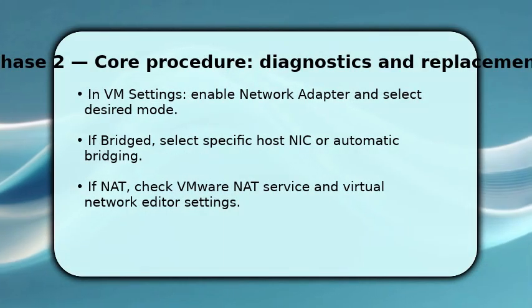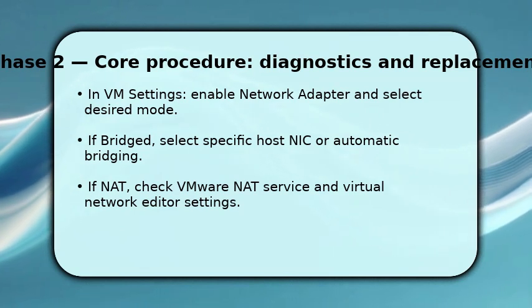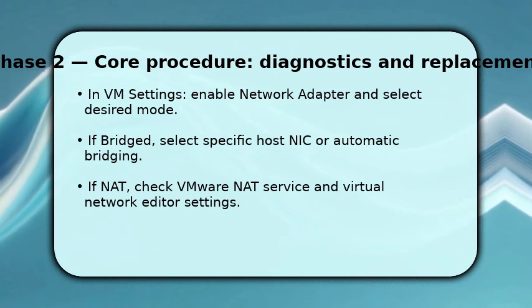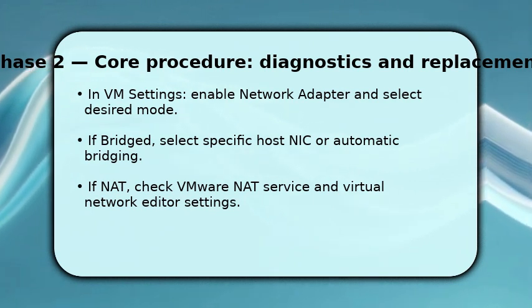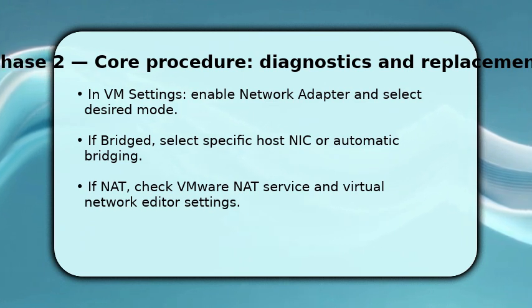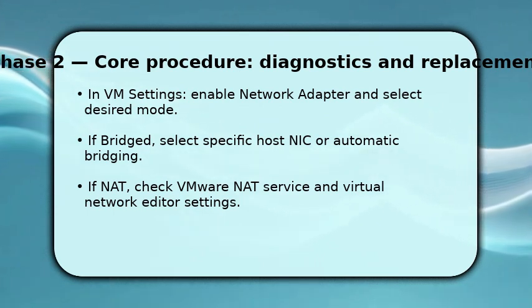Now you configure the adapter itself. Power off the VM if required, then enable the network adapter and choose Bridged, NAT, or Host Only. Select a specific host NIC for reliable bridging. If using NAT, open the virtual network editor and confirm the NAT service is running and that the virtual subnet does not conflict with host routes. Apply changes and boot the VM.